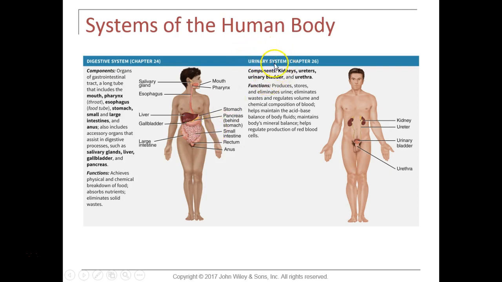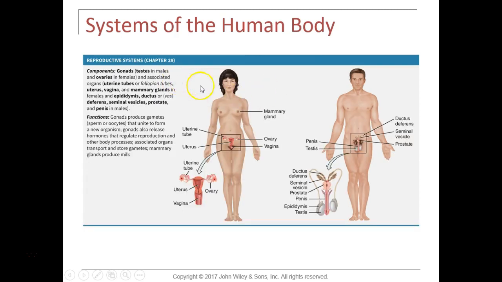The urinary system is composed of your kidneys, which filter your blood to remove the waste products, tubes called ureters that transport the waste product called urine from the kidneys down to our temporary storage site called the urinary bladder, and then a final tube called the urethra, which carries urine out of the body when you go to the bathroom.